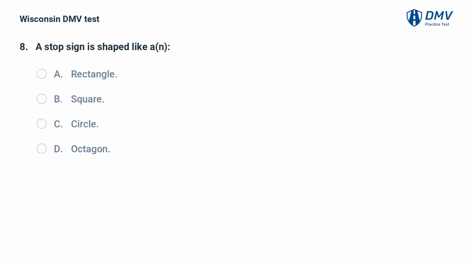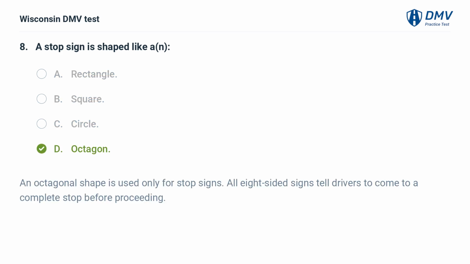A stop sign is shaped like a A. Rectangle. B. Square. C. Circle. D. Octagon. D. Octagon. An octagonal shape is used only for stop signs. All 8-sided signs tell drivers to come to a complete stop before proceeding.